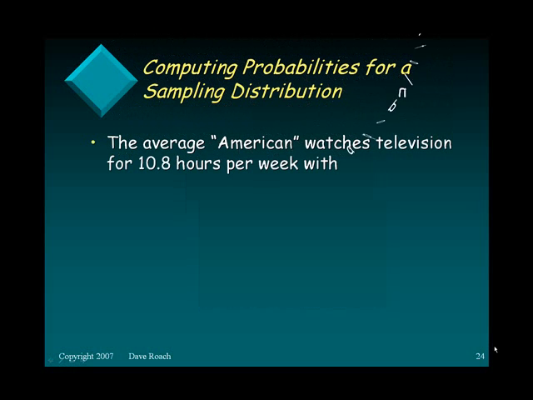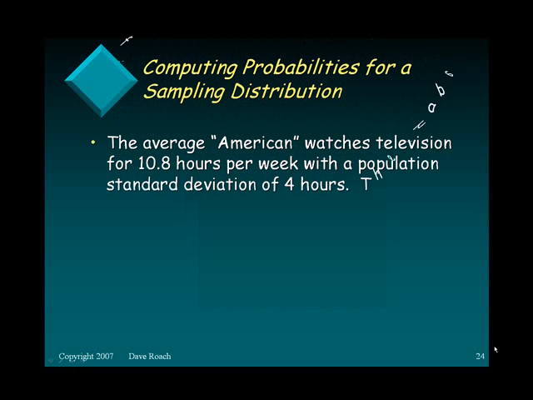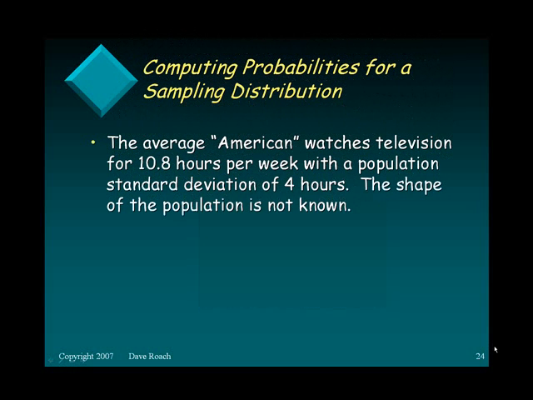Okay, let's just get to a first application here. We're going to use the normal table to compute probabilities for a sampling distribution. The average American watches television for 10.8 hours a week. The population standard deviation is at least close to 4 hours. We don't know the shape of the population, and that really doesn't make any difference because the sampling distribution will still be a bell curve.